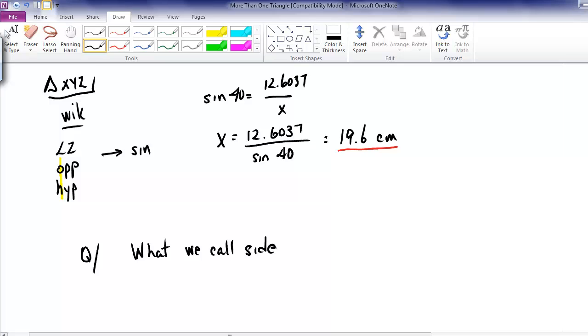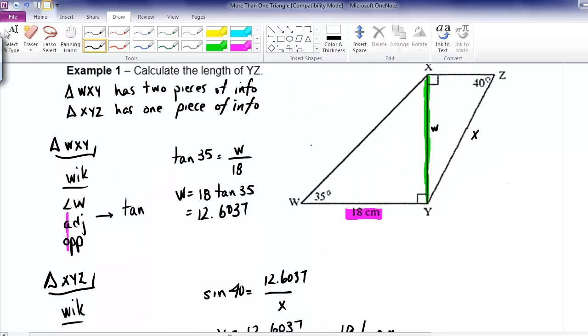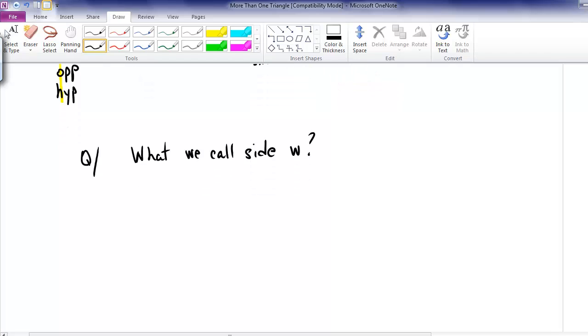So with respect to both triangles, what might we call what I'm labeling side W, the highlighted area? And what I'd like you to do then is to tweet hashtag NickMath45 with what word or phrase, shouldn't be that long, what makes sense to call side W in that particular picture.